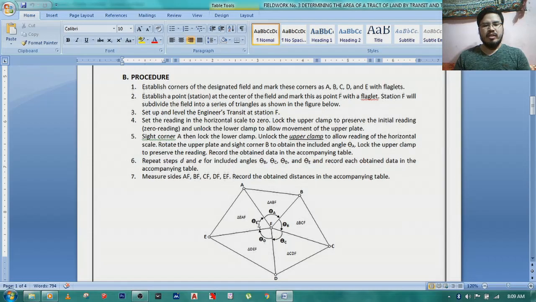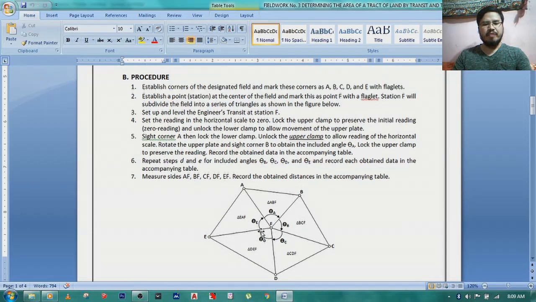Now while the instrument man is determining the angles theta A, B, C, D, and E, the head tape man and the rear tape man will be determining the line or the distance between A and F. So that is side AF, and then we have side BF. Next we have side CF, DF, and EF.